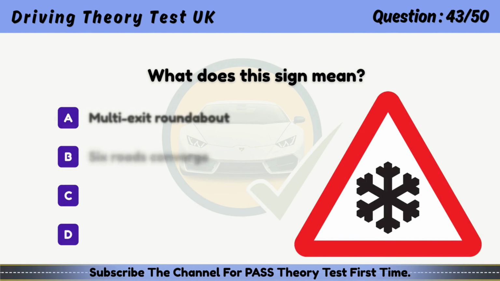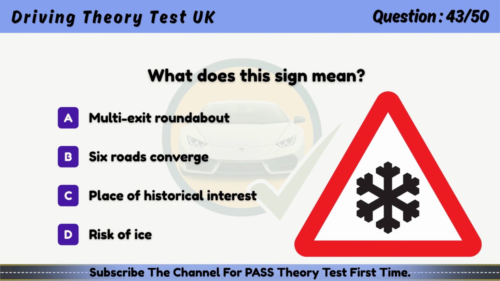exceeded. Question 43. What does this sign mean? Option A. Multi-exit roundabout. B. 6 roads converge. C. Place of historical interest. D. Risk of ice.